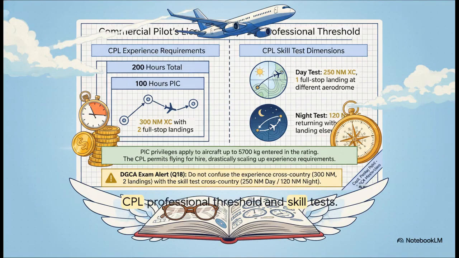And then we hit the CPL, your professional threshold. The concept immediately shifts to remuneration, and it demands a total of 200 hours of flight time. The application of your training gets significantly more intense here, especially when we're talking about cross-country flights.